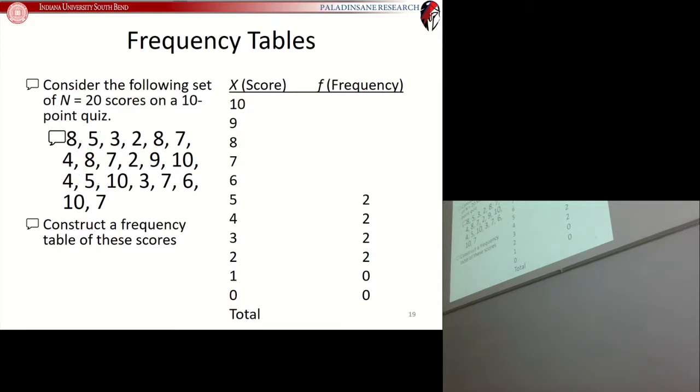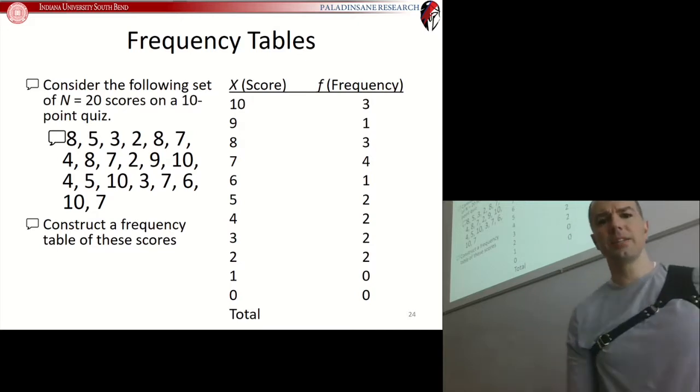You then go to 6 out of 10. Just one person scored a 6 out of 10. 7 out of 10, we got 1, 2, 3, 4 individuals scored a 7 out of 10. 8 out of 10, we got 1, 2, 3 individuals scored 8 out of 10. 9 out of 10, we just got the 1. And then finally, we got 1, 2, 3 individuals that scored 10 out of 10.